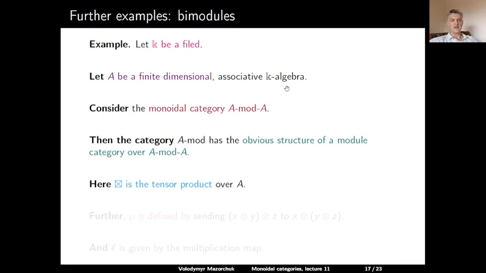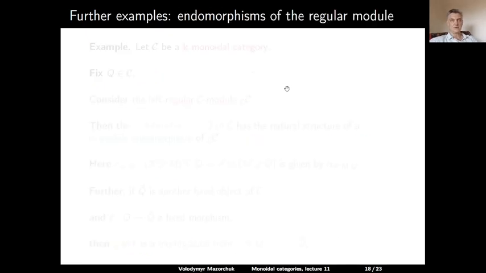So here, the action is given by the tensor product over A, and the isomorphism mu is given by moving the brackets in the tensor product from left to right. So x tensor y tensor z is sent by mu to x tensor y tensor z. And the map L is given by the multiplication map. Here's another example about module functors and modifications. Let C be a monoidal category.